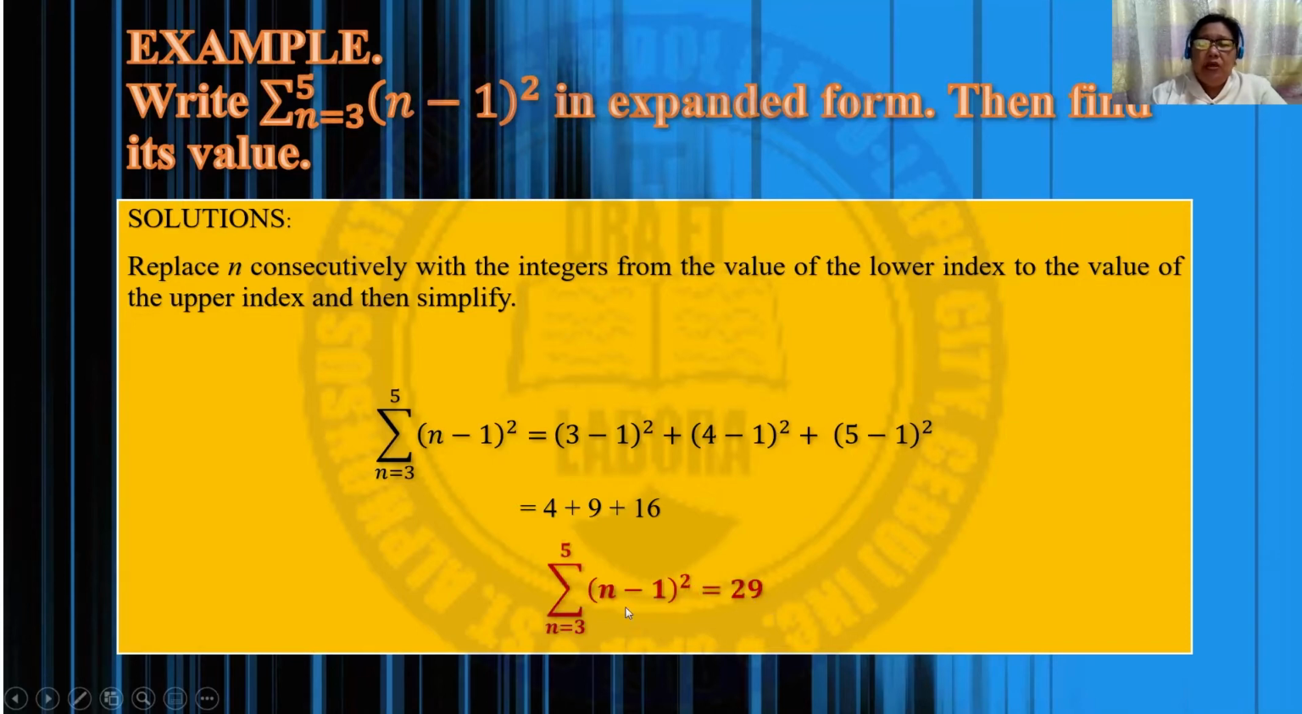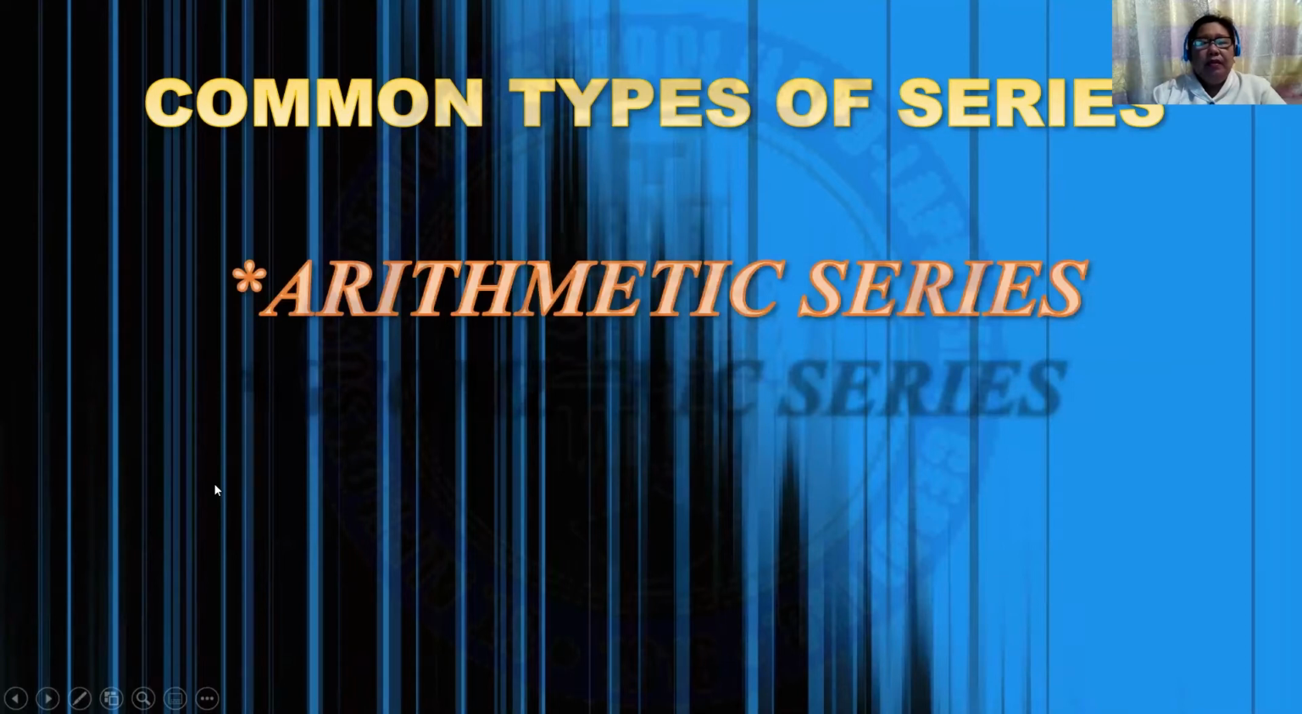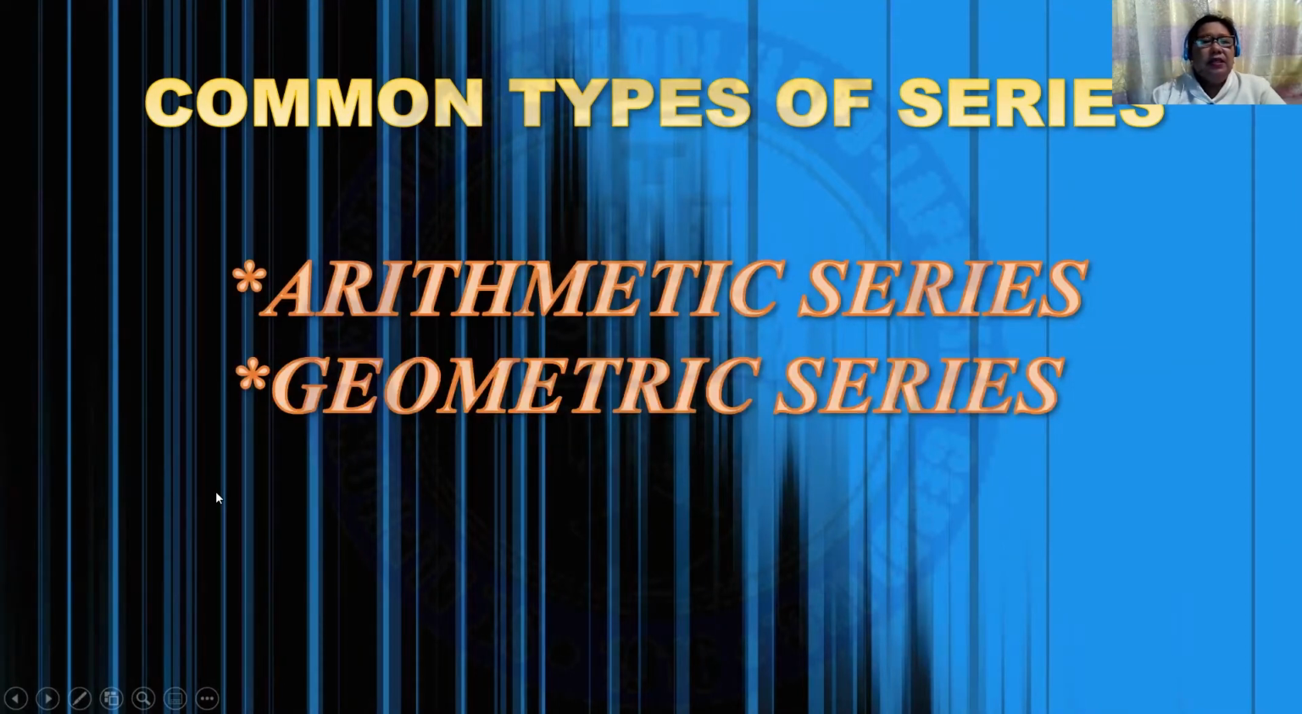So the summation of the square of n minus 1 from n equals 3 to n equals 5 is 29. Let us have the common types of series: the arithmetic series and the geometric series. So we will just concentrate on these two.